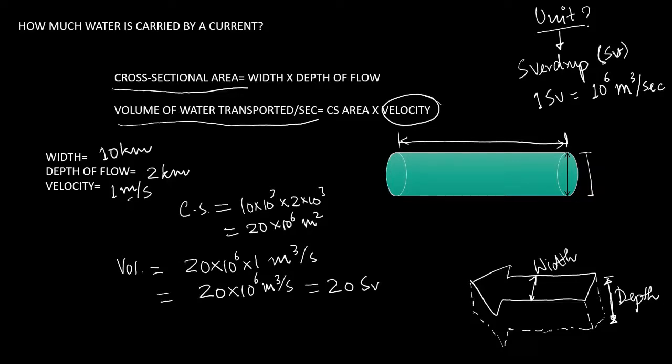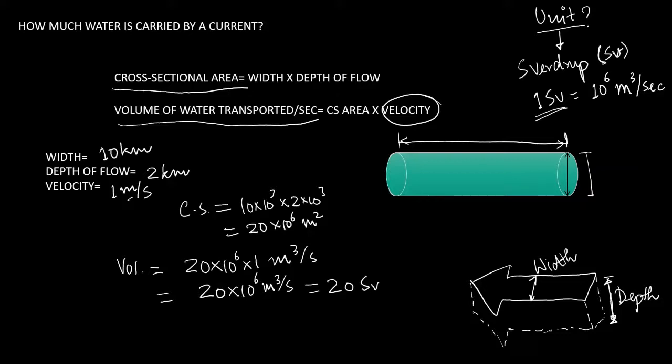For example, if an ocean current is carrying 20 Sverdrup of water and its velocity is 1 meter per second, and the depth of flow is 2 kilometers, then find the width of that current. Or the Sverdrup value is given, depth of flow is given, and width is given, and you are asked to find out the velocity of that current. You can easily find out with this. So time and again in oceanography, you will always be coming across this SV value. That is why it is important to know how to measure this SV value.